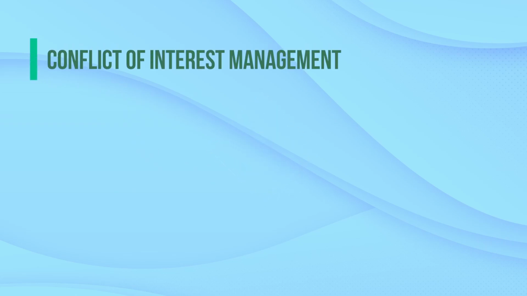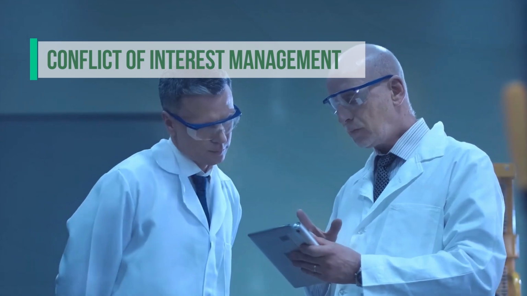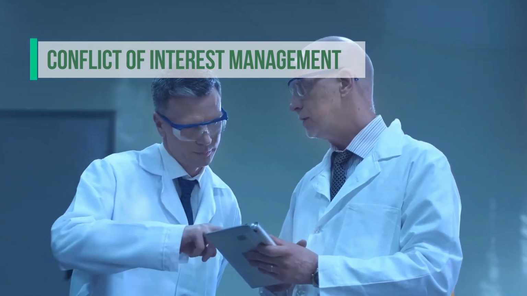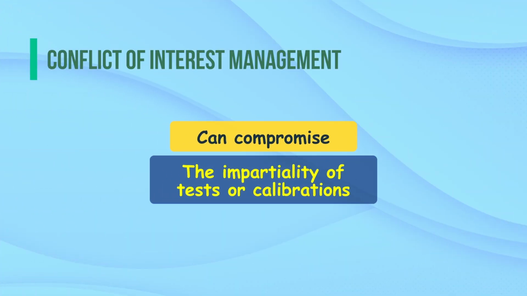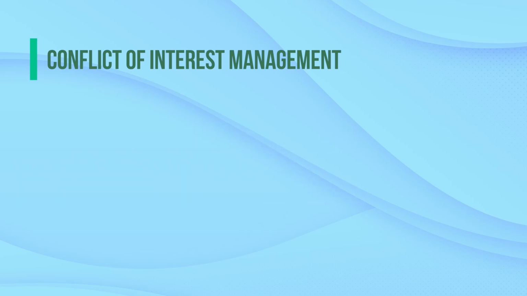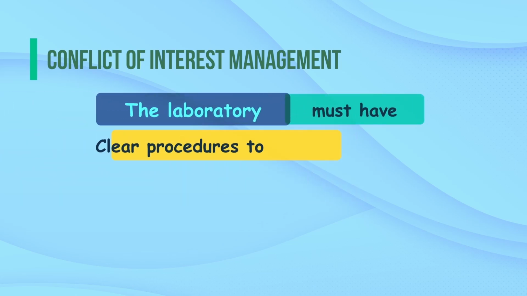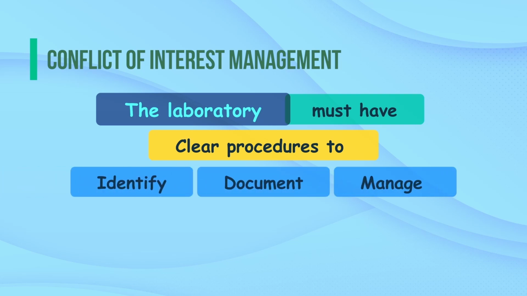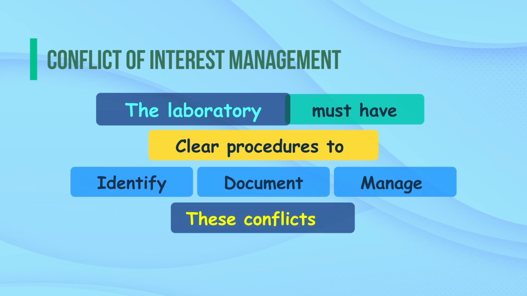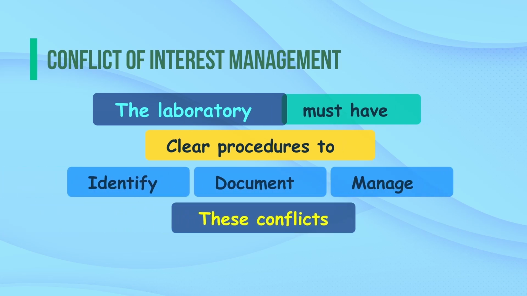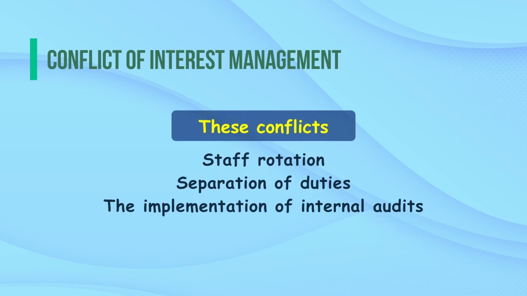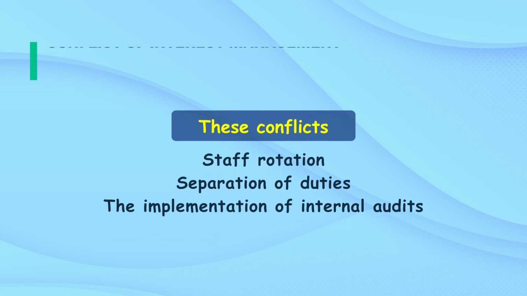3. Conflict of interest management. It is essential to manage any conflicts of interest that may arise. Conflicts of interest can compromise the impartiality of tests or calibrations. Therefore, the laboratory must have clear procedures to identify, document, and manage these conflicts. This may include staff rotation, separation of duties, and the implementation of internal audits.